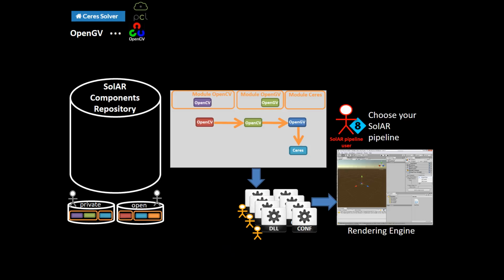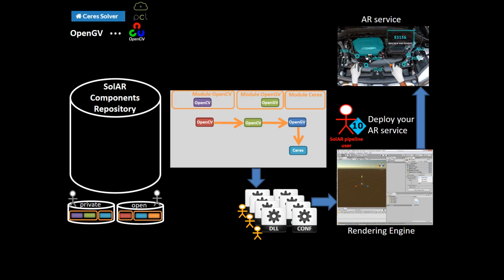We provide a plugin for Unity to allow a SolAR pipeline user to select the best SolAR pipeline according to AR service requirement. Then, the SolAR pipeline user can develop and test his AR service before deploying it for his customers or end users.